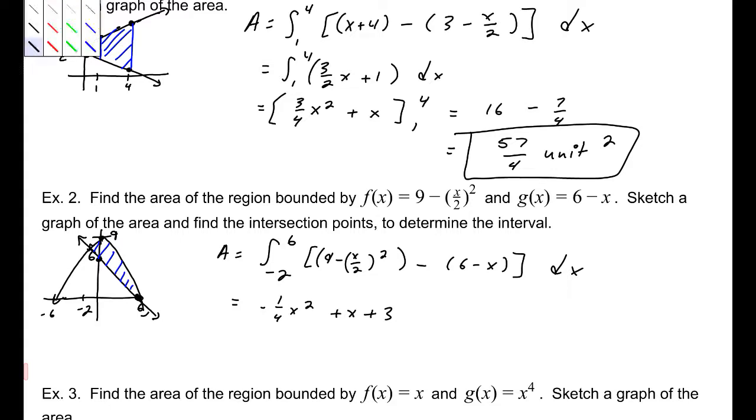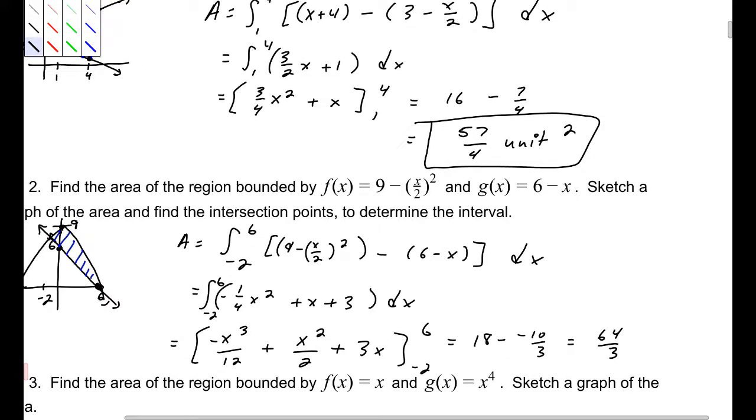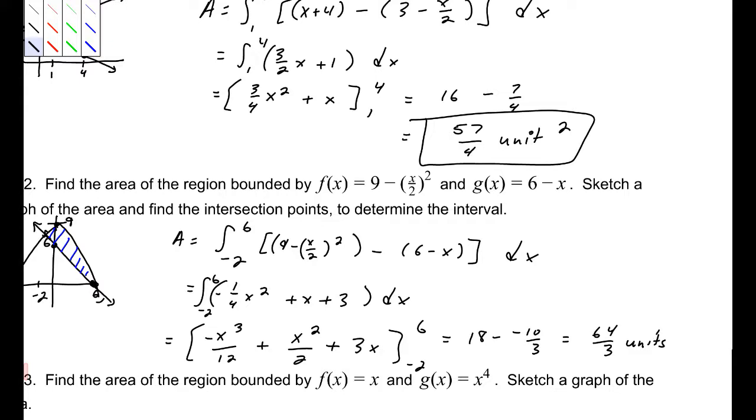Alright, and that is the integral from -2 to 6 dx. So -x cubed over 12 plus x squared over 2 plus 3x evaluated from -2 to 6 is 18 minus a -10 over 3. So I'm plugging 6 in there, plugging -2 in, and I get a total value of 64 over 3 units squared.